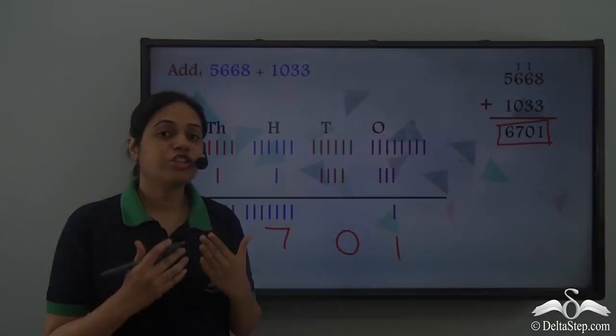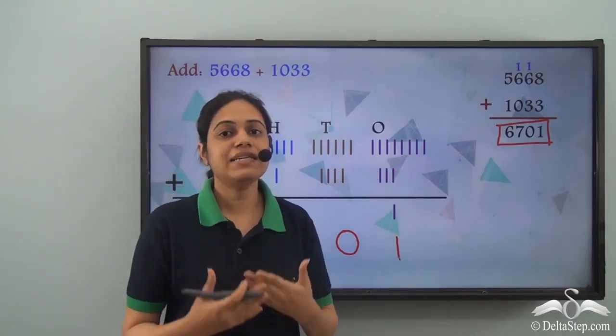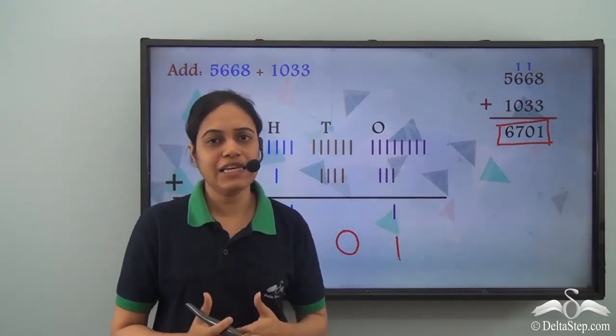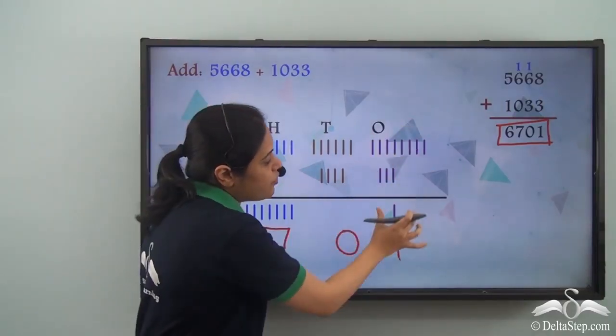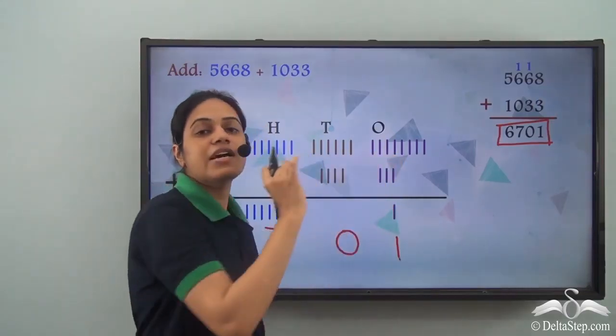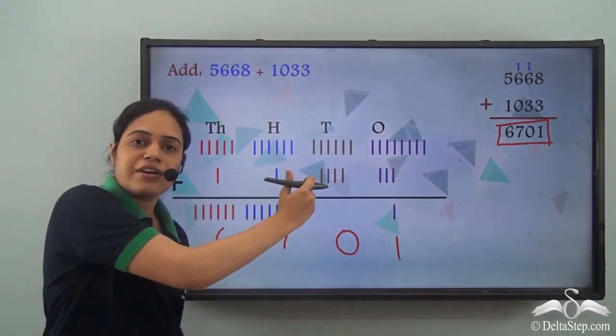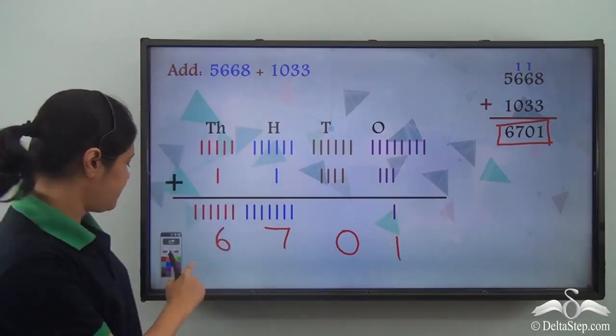So this is how you can add not just two 4-digit numbers, but any two numbers having any number of digits. We start from the place on the right, that is the ones place, and add the digits. If the answer is more than 9, then 1 is carried to the place on the left.